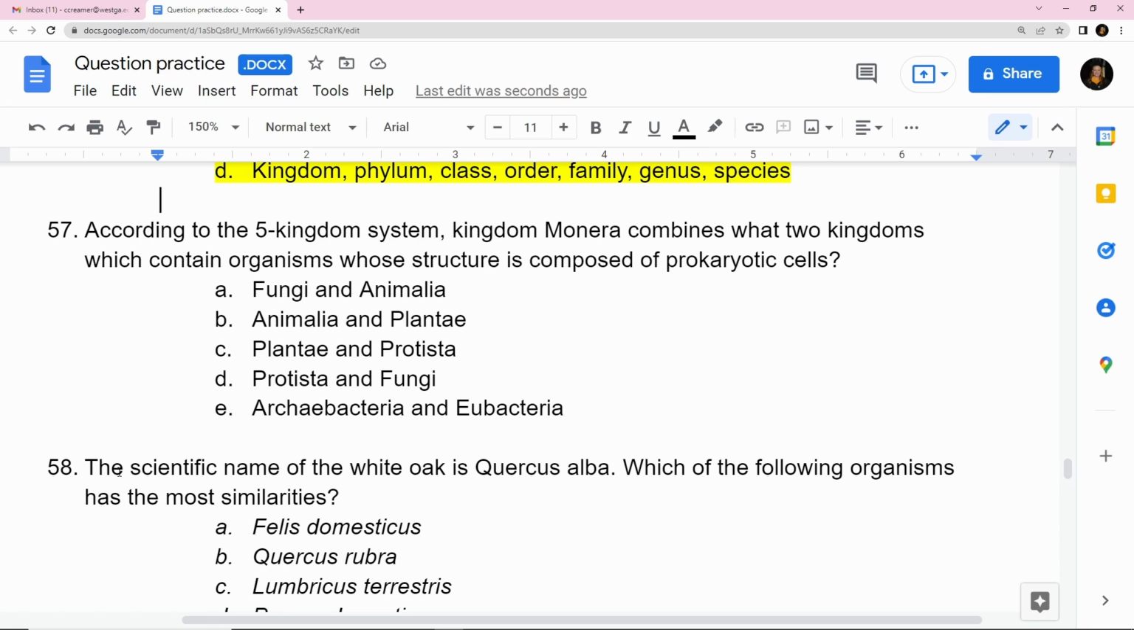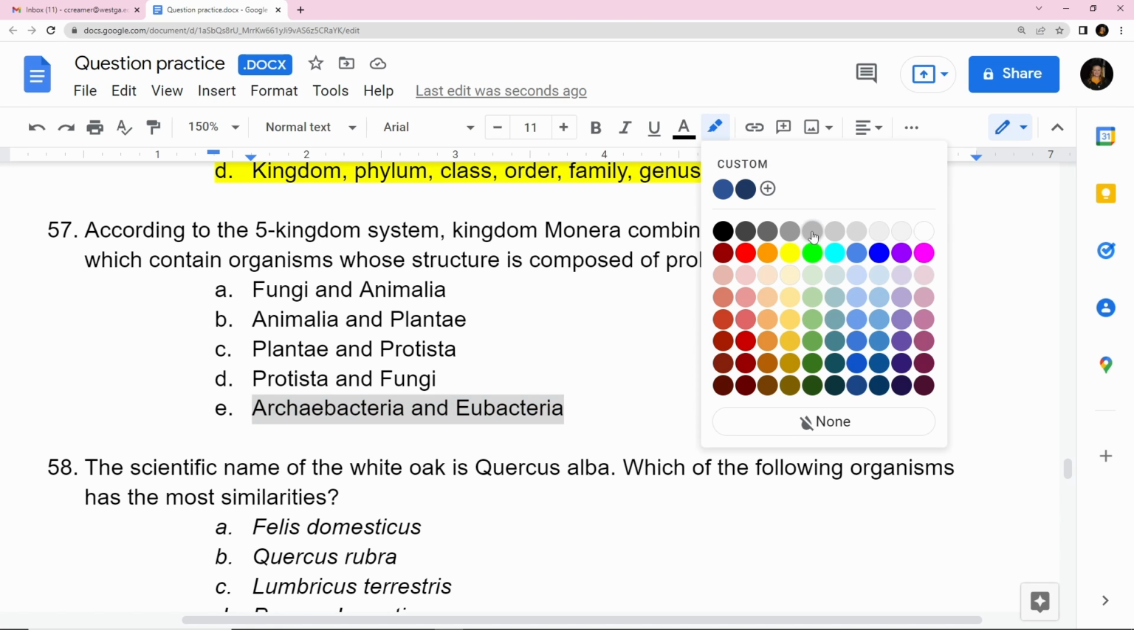57. According to the Five Kingdoms system, Kingdom Monera combines what two kingdoms which contains organisms whose structure is composed of prokaryotic cells? Fungi and Animalia, Animalia and Plantae, Plantae and Protista, Protista and Fungi, Archaebacteria and Eubacteria. If you said Archaea and Bacteria, or E, then you would be correct.